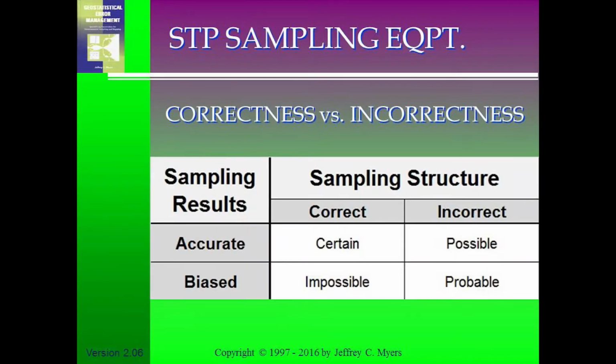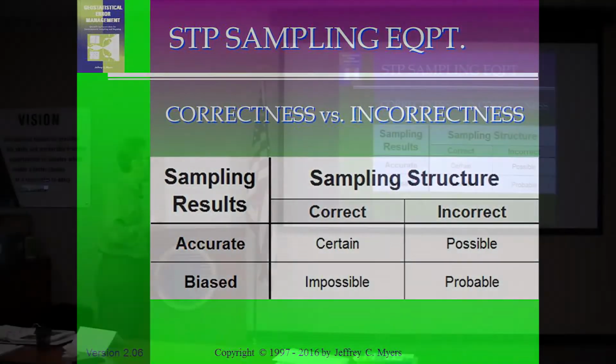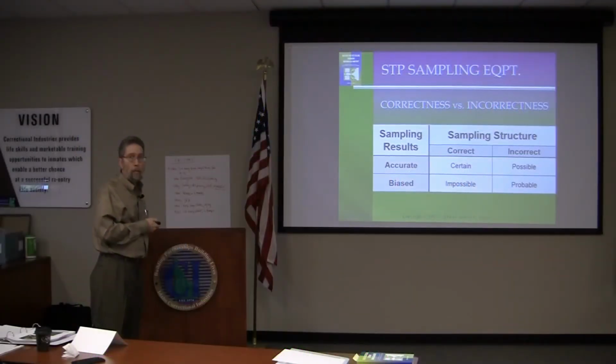Now, correct sampling and incorrect sampling has results that relate to this precision, accuracy, and bias concept. If your sampling structure is correct, you will be certain to get accurate results. That's the theory, and it will prove out. If your structure is good, you will get accurate results. If your structure is incorrect, it is possible, but sometimes it's just by luck. And a lot of times you do get lucky.